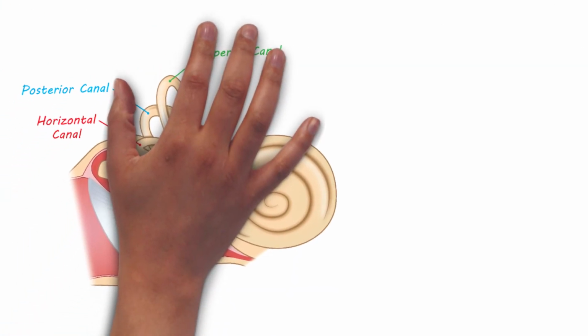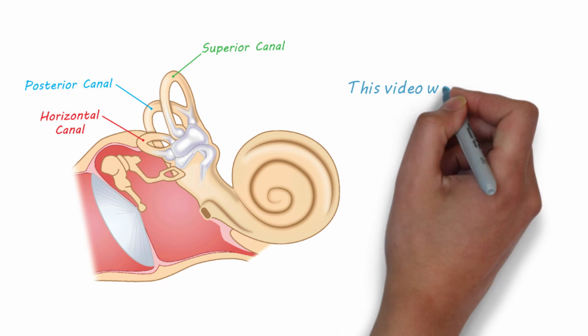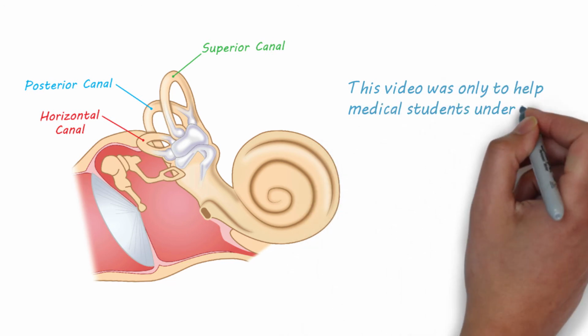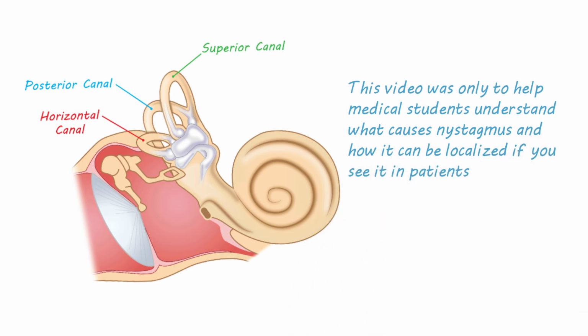There are actually 3 sets of semicircular canals that balance our gaze in all the possible ways our heads can move in space. This video was only to help medical students understand what causes nystagmus and how it can be localized if you see it in patients.